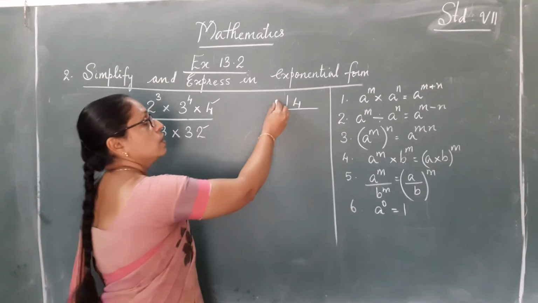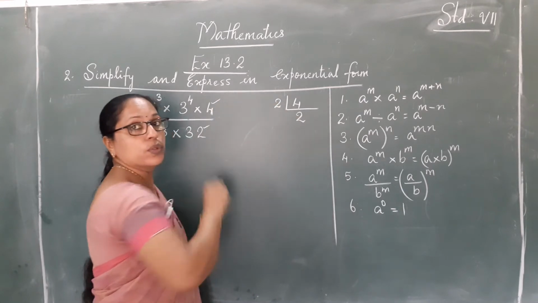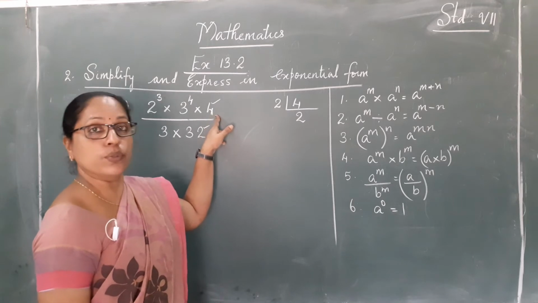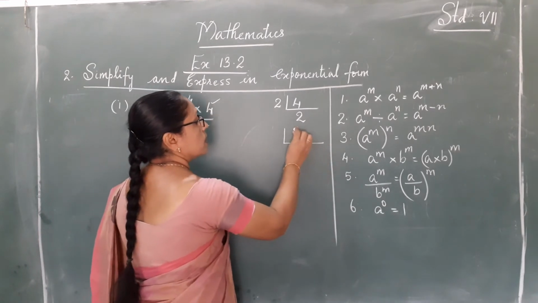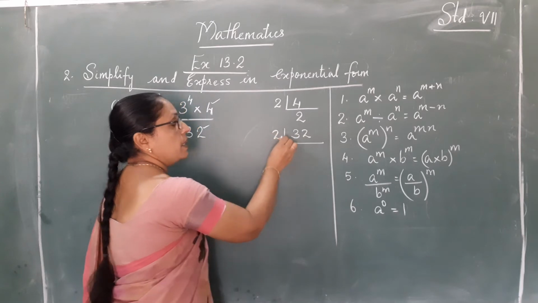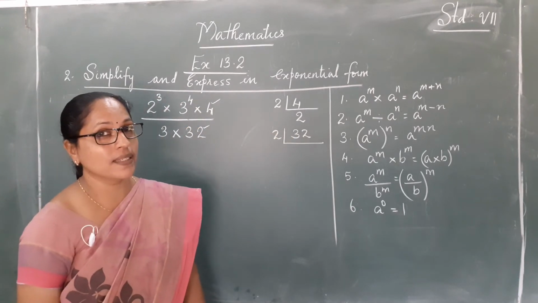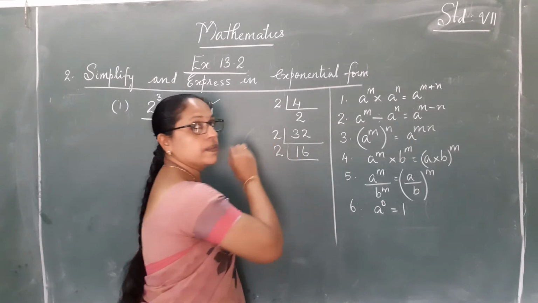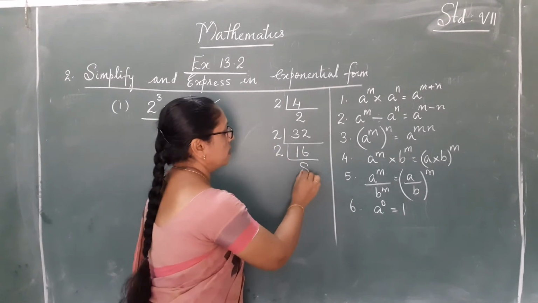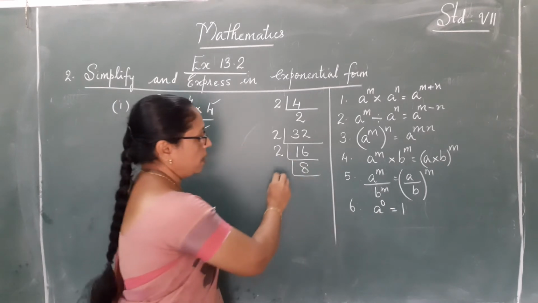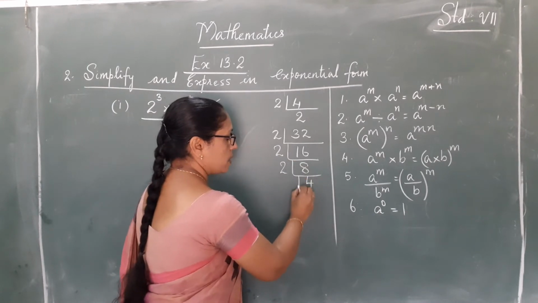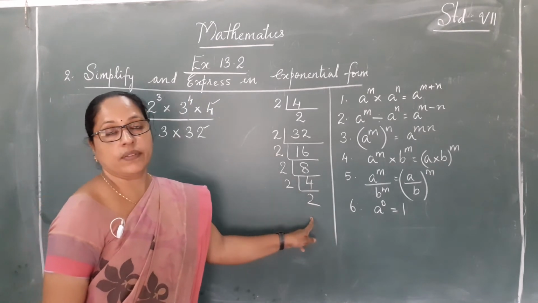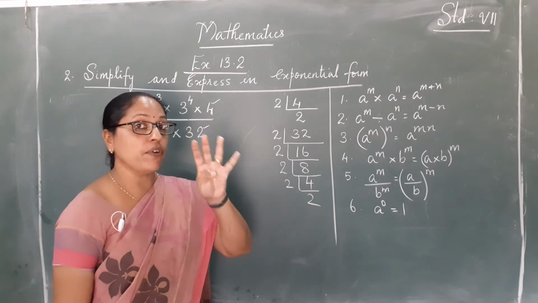What is 4? 2 into 2. So 4 can be written as 2 square, 2 raised to 2. Now 32. 32 is 2 times 16. Then 16 is again 2 times 8. Then again 2 times 4, 2 times 2. So 1, 2, 3, 4, 5. So 2 is multiplied 5 times.